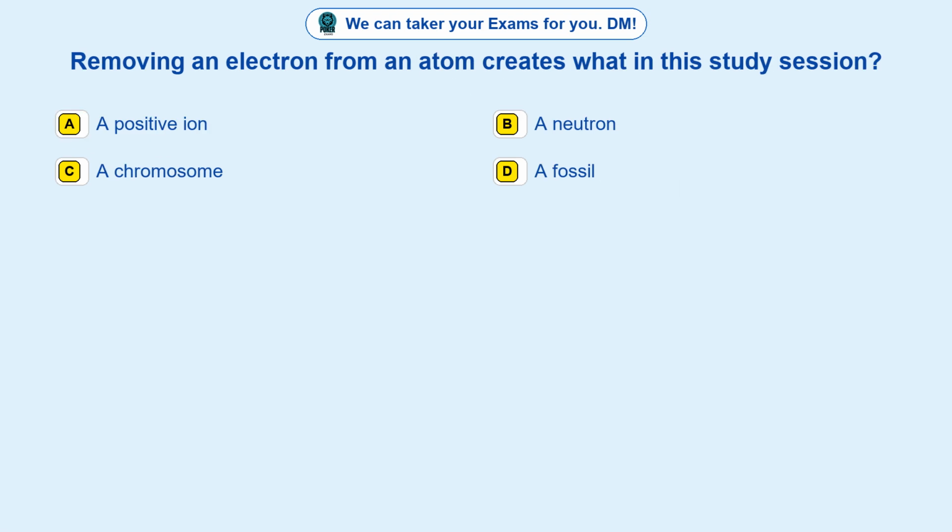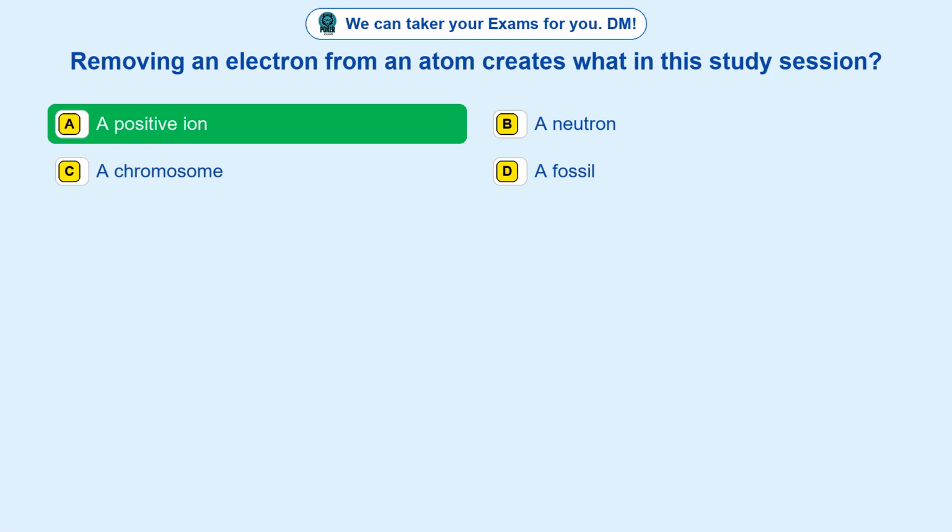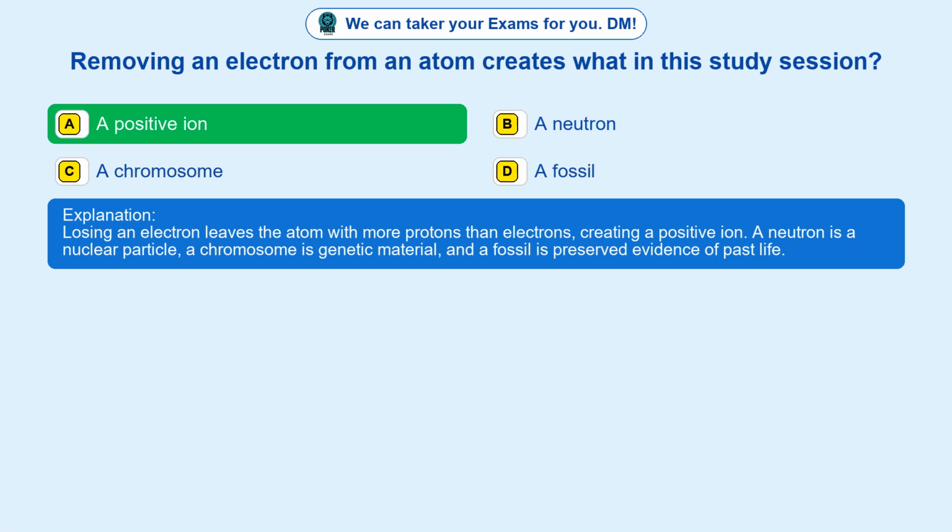Question 49. Removing an electron from an atom creates what in this study session? Option A. A positive ion. Option B. A neutron. Option C. A chromosome. Option D. A fossil. The correct answer is option A. A positive ion. Losing an electron leaves the atom with more protons than electrons, creating a positive ion. A neutron is a nuclear particle, a chromosome is genetic material, and a fossil is preserved evidence of past life.